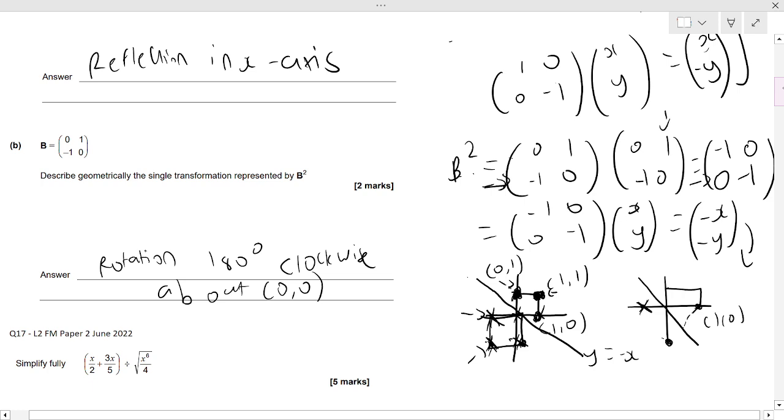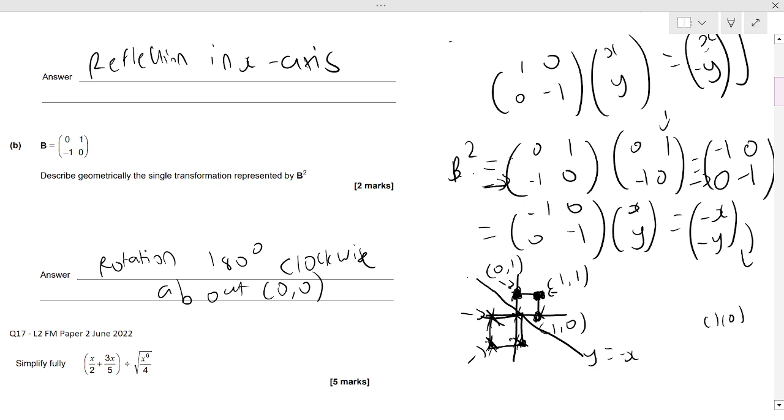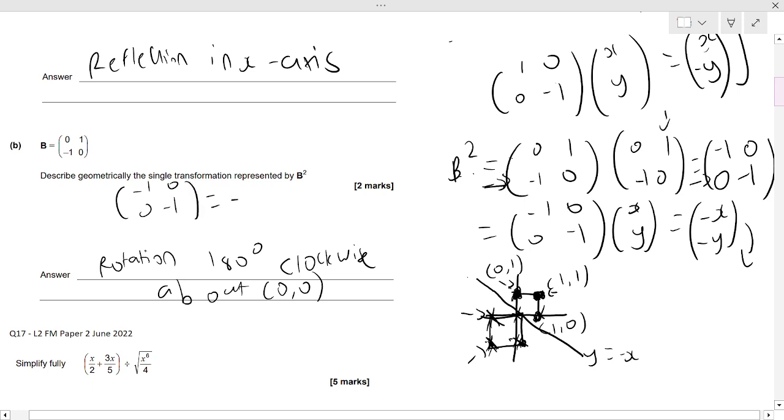So therefore it rules out reflection in y is minus x. So the only other way is a rotation of 180 degrees. Alternatively, you could spot that minus 1, 0, 0, minus 1 is minus of 1, 0, 0, 1. So it's like pulling out a scale factor of minus 1. A scale factor of minus 1 is the same as rotating 180 degrees, because if the center of enlargement is at 0, 0, you're rotating 180 degrees.